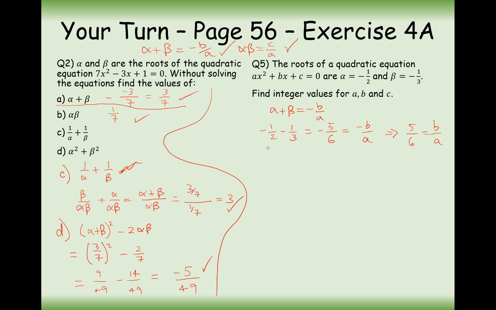For the second part of the problem here, now we need to times the two together. So alpha beta equals c over a. So this is going to give us minus a half times minus a third, which is going to give us 1/6. So that's the value of c over a. And now all we have to do is substitute them into the question. So it's going to be x squared plus 5 over 6x plus 1 over 6 equals 0. And now because we want them to be integers, whole numbers, times through by 6, we get 6x squared plus 5x plus 1 equals 0.